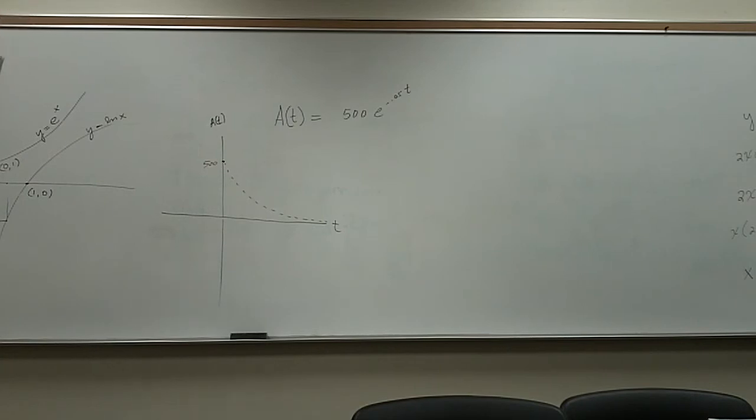So if somebody said, okay, it's 5% per hour, how much medication would be in that person after 3 hours? Or let's say after 5 hours. How much medication would be in their system after 5 hours? You would just replace T with 5, and then do the arithmetic with your calculator.